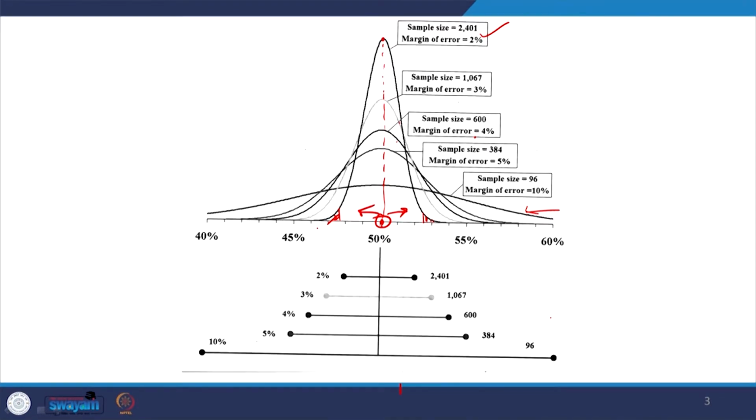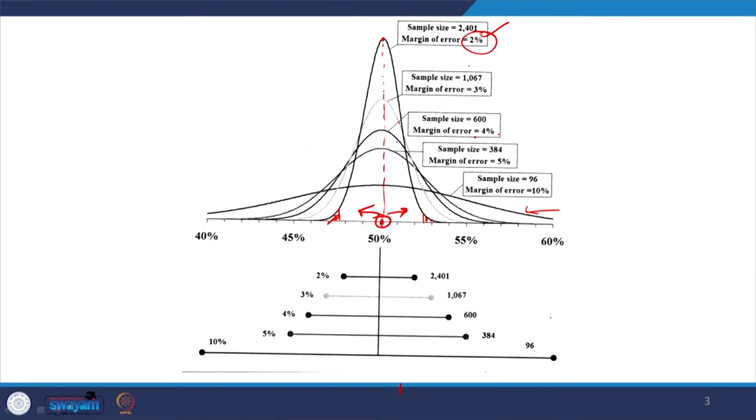Whereas, this is possible when the sample size is larger. When the sample size is larger, you have collected more samples, the number of samples is also more, you can test the central mean. So, the error is expected to be very small. Therefore, the margin of error is only 2% in that case.